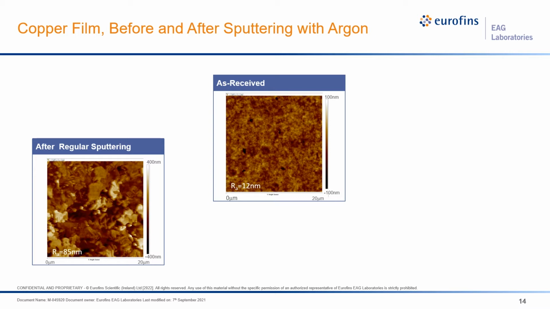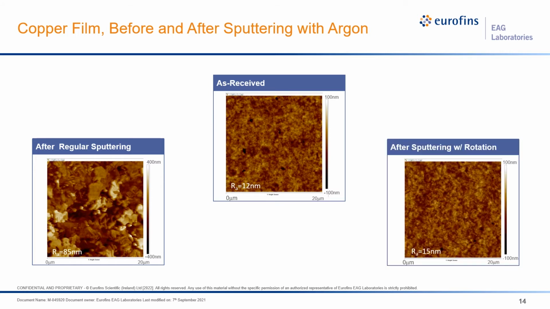Of course, EAG knows that DC sputtering has this effect, which is why we use something called Zalar rotation for our XPS measurements. Zalar rotation involves spinning the sample during the sputtering process to minimize roughening. The third image is of the copper film after the same amount of sputtering, but while using Zalar rotation. You can see that the topographical appearance and roughness is virtually identical before and after.